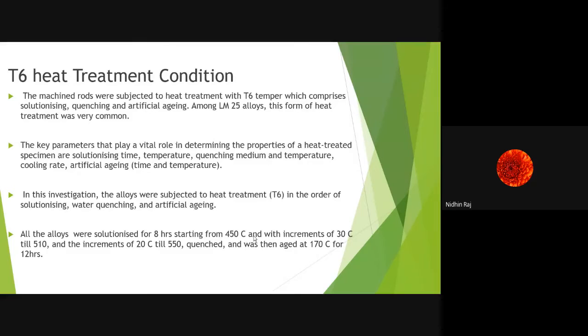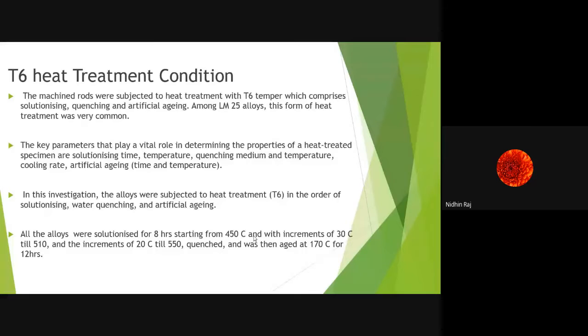Now, to prevent the risk of partial melting and overheating, the solutionizing temperature was held below the maximum temperature of solid solubility. The selection of a proper temperature for solutionizing therefore becomes very, very crucial here.